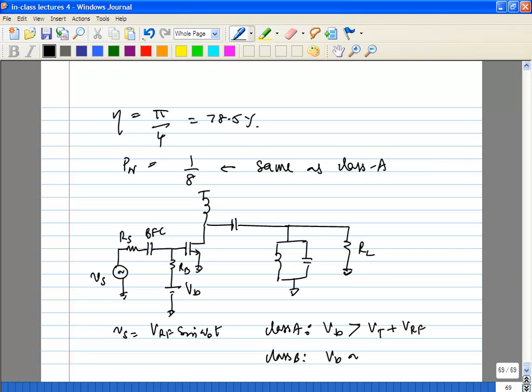Whereas for class B, the bias voltage will be at Vt, which means when it's above Vt, the transistor will conduct. When it's below Vt, the transistor will not conduct. Now you can also bias it such that Vb is actually less than Vt, which means the transistor will conduct for less than 180 degrees of the cycle. Whenever your input goes above Vt, the transistor will conduct. For most of the cycle, it will actually be off.